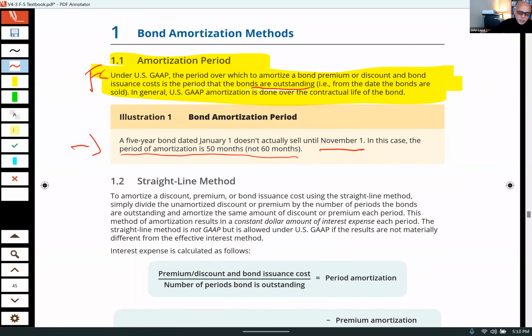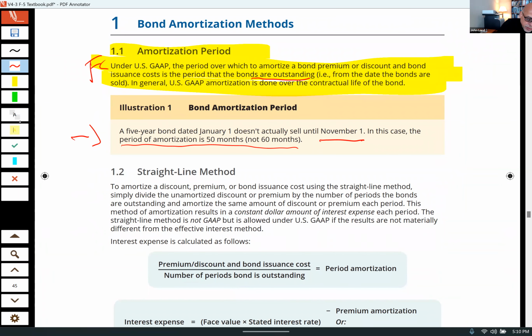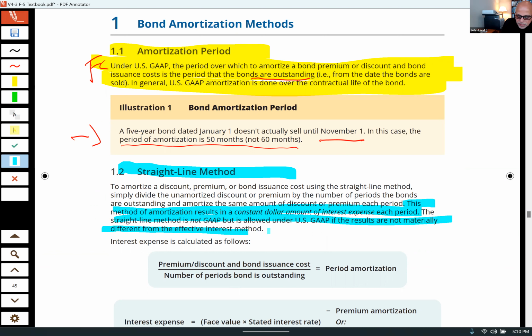Now, as we have talked, we can have the straight line method or we can use the effective interest method. Now, notice that the straight line method results in a constant amount of interest expense each period and the amortization of the premium or discount is the same each period. They tell us that the straight line is not allowed by GAAP unless it is not materially different from the effective interest method, as I said, that we'll look at in a little while.